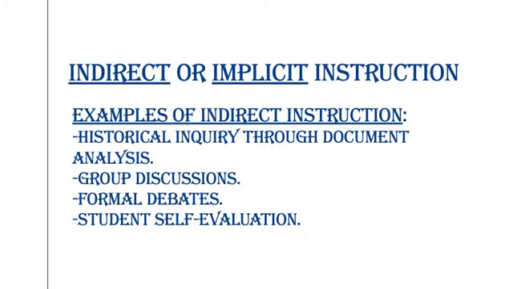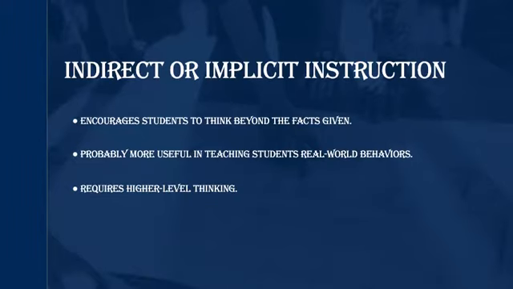Some examples of indirect instruction are historical inquiry through document analysis, various types of group discussions, they could be formal debates, or student self-evaluation. And some strengths of indirect or implicit instruction is that it encourages students to think beyond the facts given, so they need to really think critically about what is given to them. And it can be very useful in teaching students real-world behaviors or how to deal with real life situations.